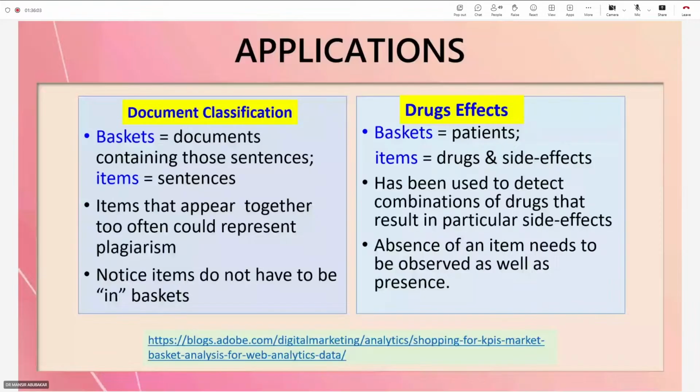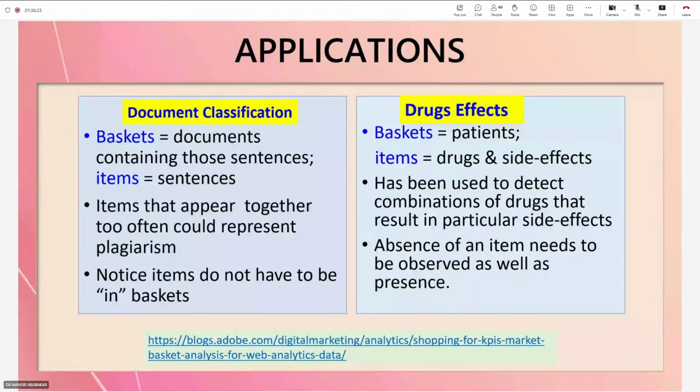So this is why the university or the faculty will give you the threshold. The threshold is maybe 30%, less than 30%. Anything above 30% is not acceptable. So as I said, items that appear together too often will represent the plagiarism case. So this is what you call document classification.